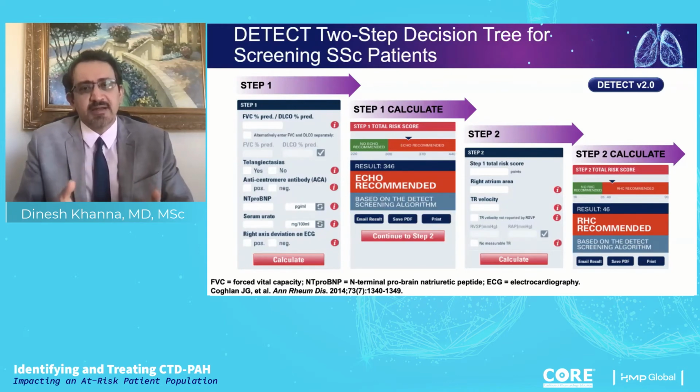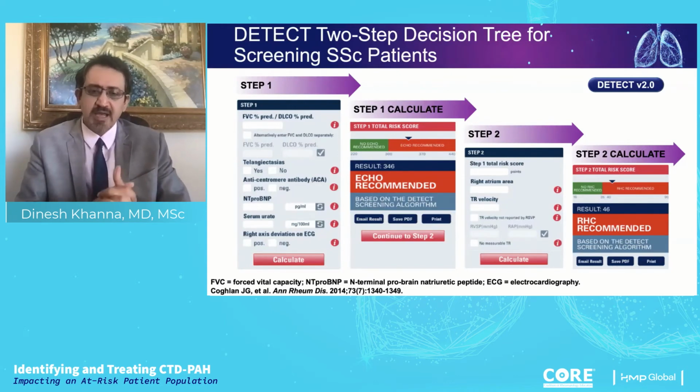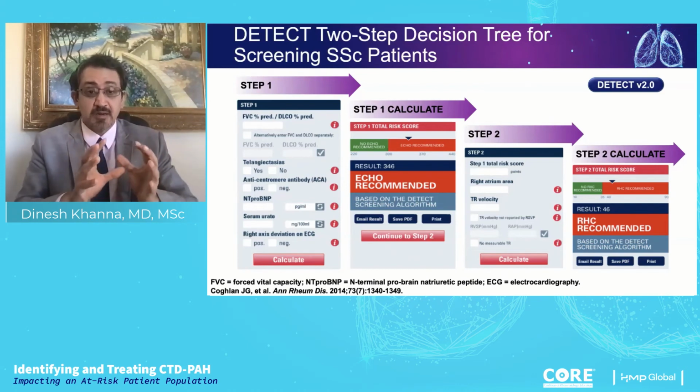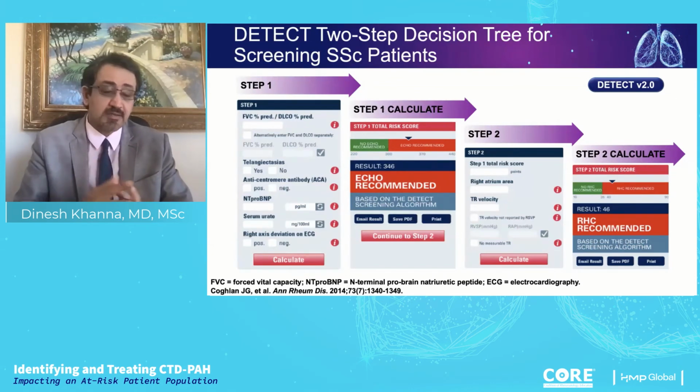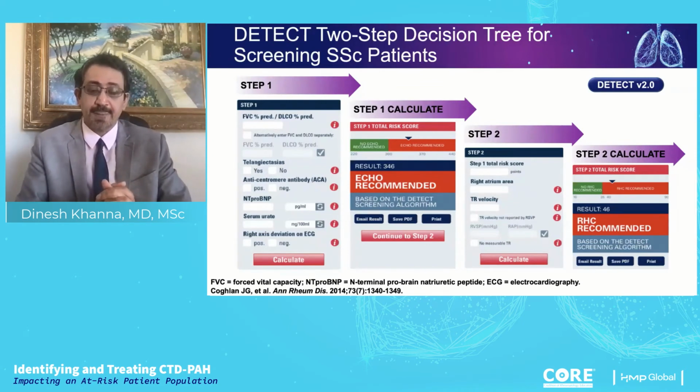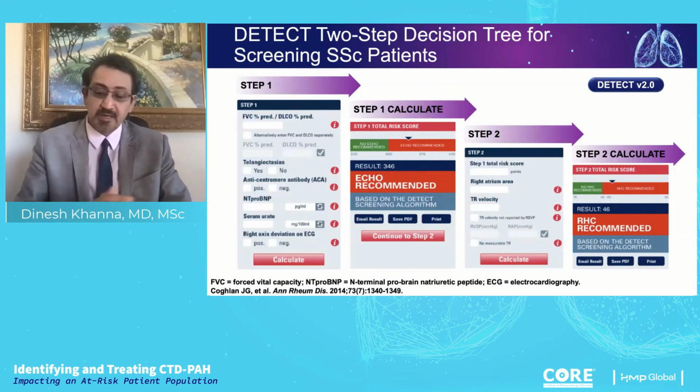Now, what are the advantages of the DETECT score? A, it is standardized. B, it includes different items that are risk factors for pulmonary arterial hypertension, such as telangiectasia, such as anti-centromere antibody, such as right axis deviation on EKG, such as elevated TR velocity. Number 2, it is highly sensitive, and I will show you that, and that's what you need in a screening tool.